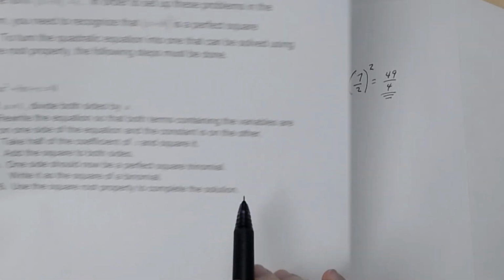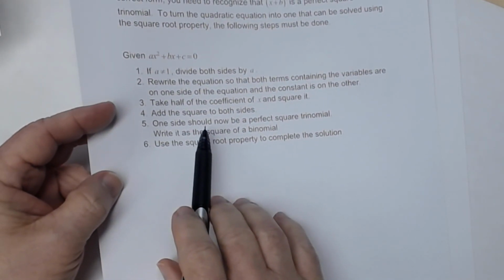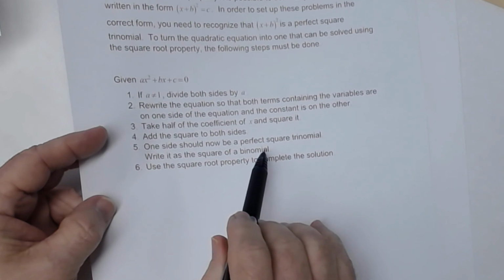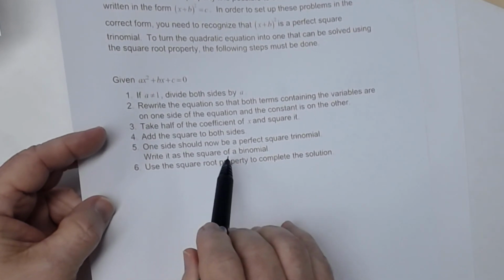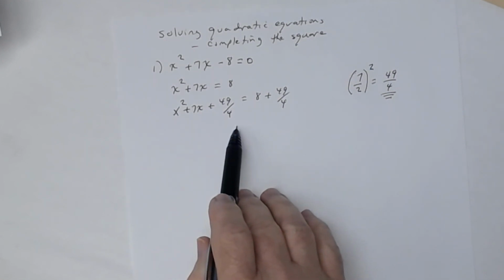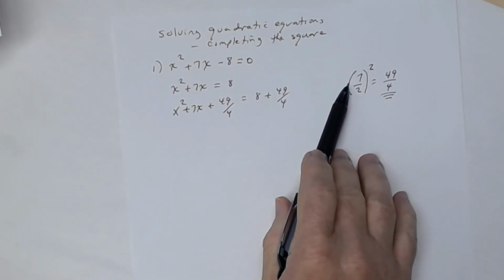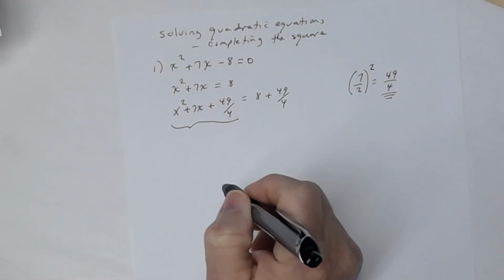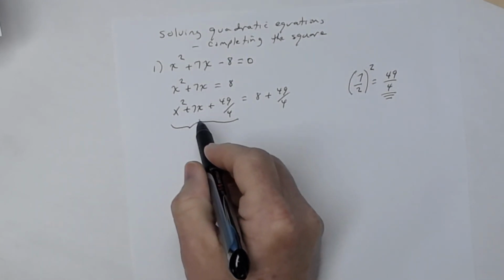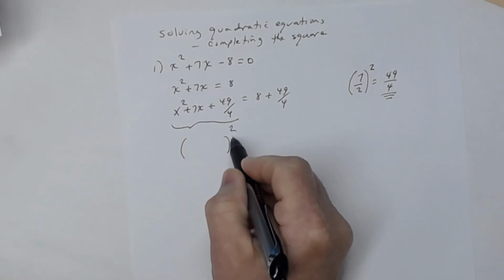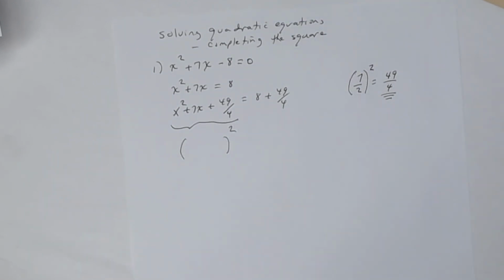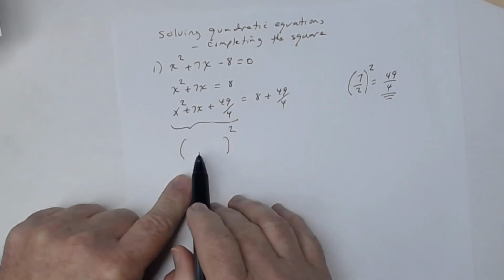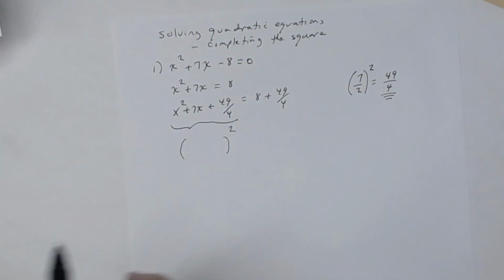All right, now, step 5. One side should now be a perfect square trinomial. So that's what we talked about right here. You want to write it as the square of a binomial. So that's going to be this trinomial right here. If you're doing this step correctly, then this will always be a perfect square trinomial. That means that you can factor this as a binomial squared. So this says that if I'm doing this correctly, this trinomial is always going to be a perfect square trinomial.